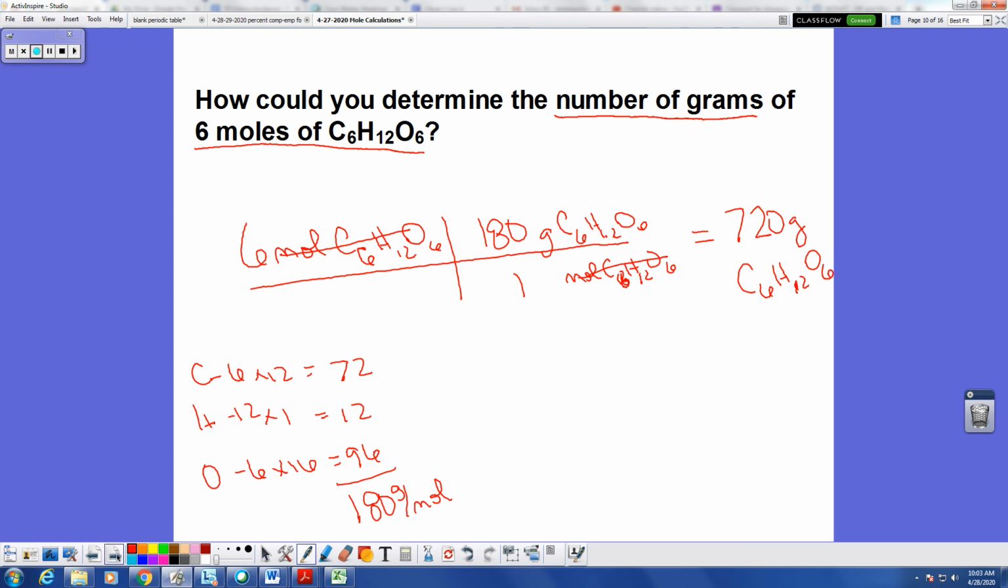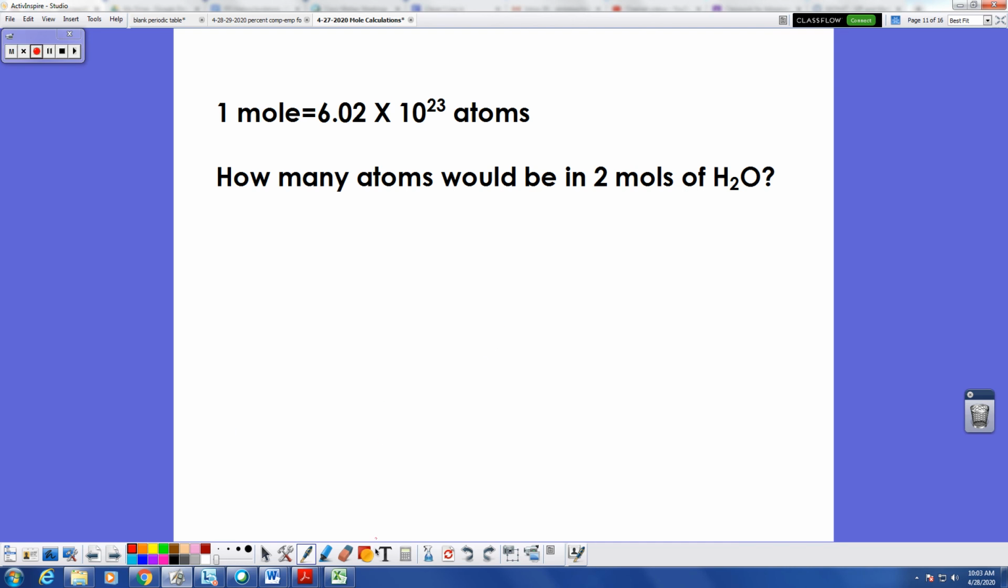The next conversion we're going to look at uses this known. Okay, 1 mole equals 6.02 times 10 to the 23rd atoms. This number is called Avogadro's number. So this is a huge number, right? Because it's 602 and then 21 more zeros to take this scientific notation and expand it out. So this is a number we use to represent the number of atoms that are in 1 mole of anything. So it doesn't matter what it's a mole of, it always has the same number of atoms.